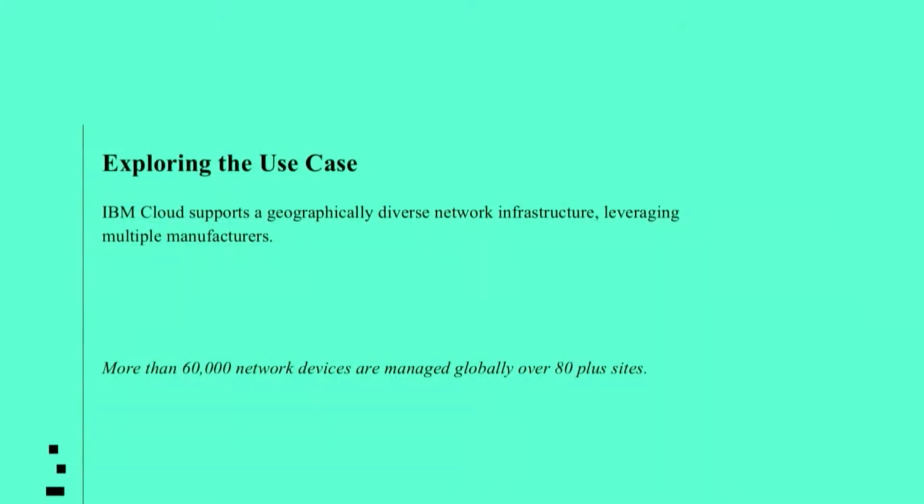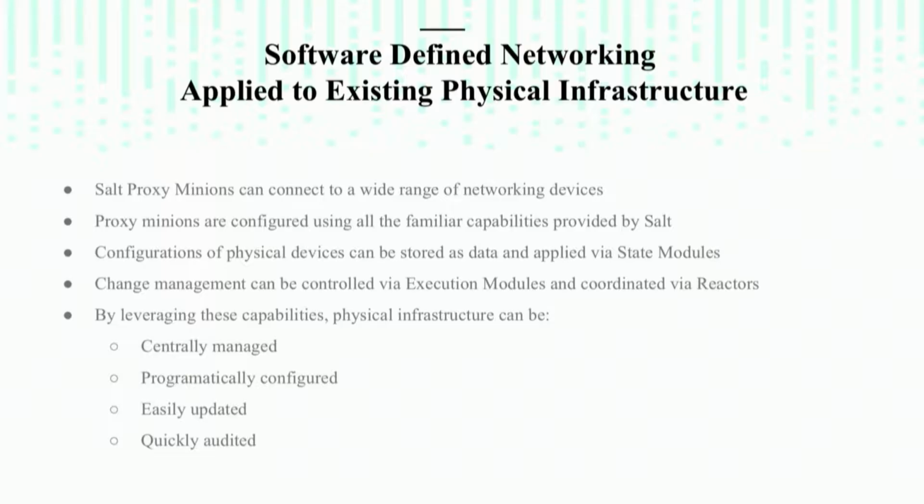So, just exploring these cases. As you probably heard earlier, we have a fairly large network: 80 plus data centers and POPs around the world. Really, it's closer to 70,000 devices at this point. I probably should have updated that. But we're running a big infrastructure, and we don't have that many people to run it. So we started looking for ways to automate, and Salt Proxy minions came to mind.